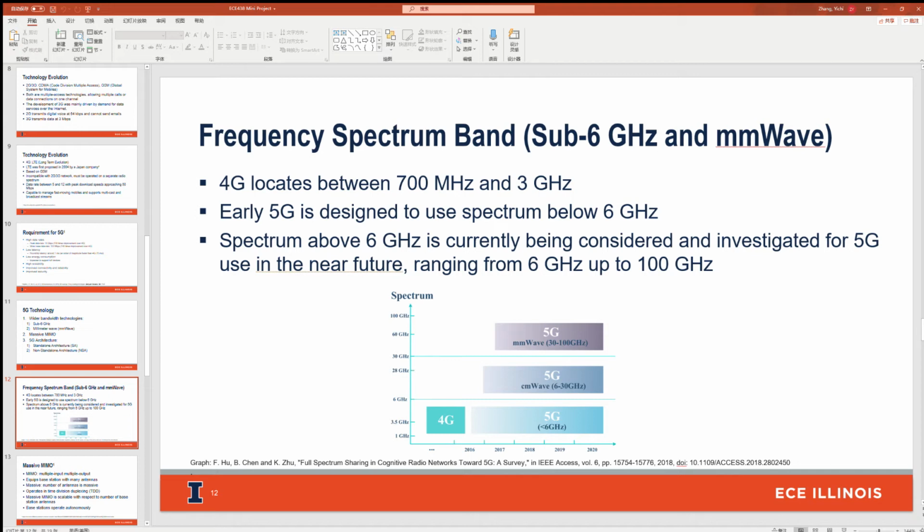in these frequency ranges. The early introduction of 5G is designed to use the spectrum below 6 GHz. Spectrum above 6 GHz is currently being considered and investigated for 5G use in the near future, ranging from 6 GHz up to 100 GHz, such as centimeter waves and millimeter waves. These bands are not currently being used for mobile communications and therefore represent a great potential to guarantee the target performance values of 5G.